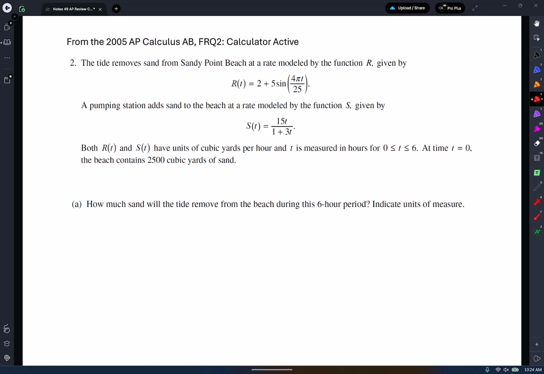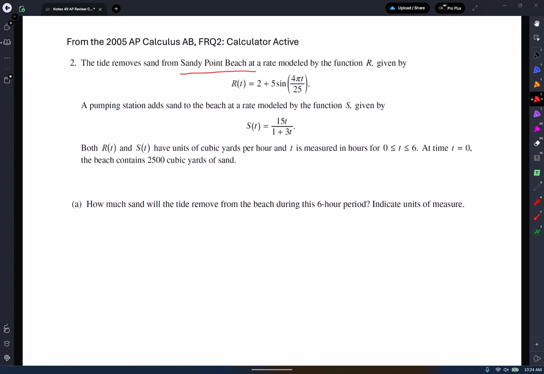The tide removes sand from Sandy Point Beach. Who writes these? They call this Sandy Point Beach. Stop laughing. Sorry, miss. Sorry for having joy. Why is it funny? Because it's called Sandy and there's sand.